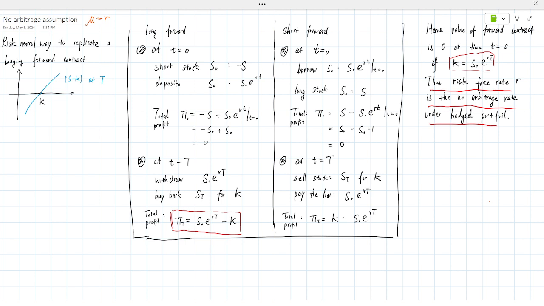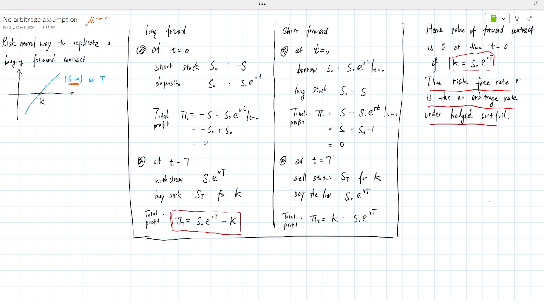Let's try to replicate a long forward contract with a payout as such. At time T, with strike K, you will get paid off S minus K. So just that, just like the blue line at time T.